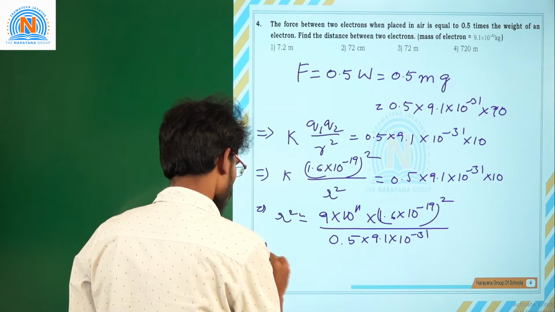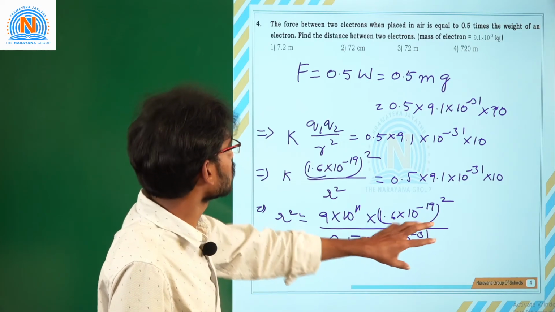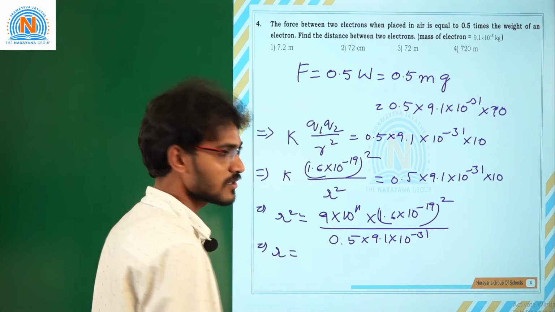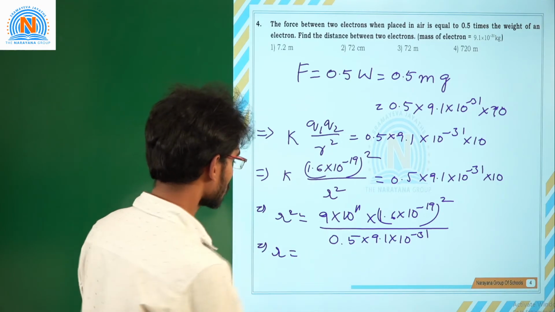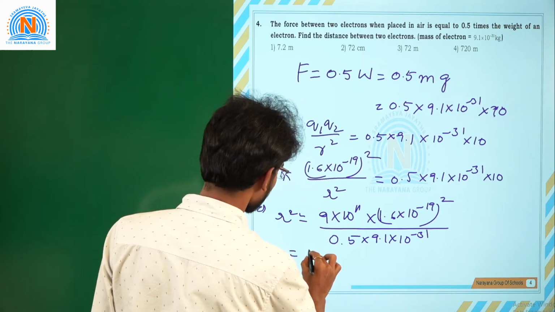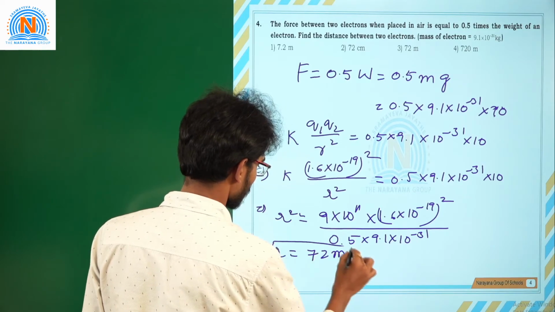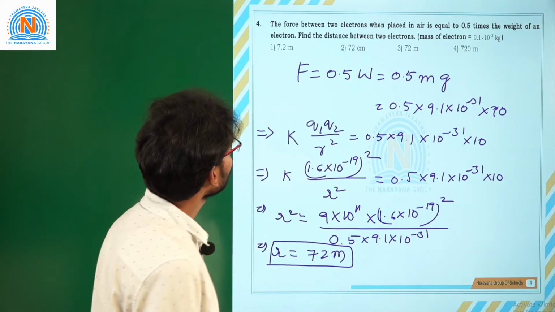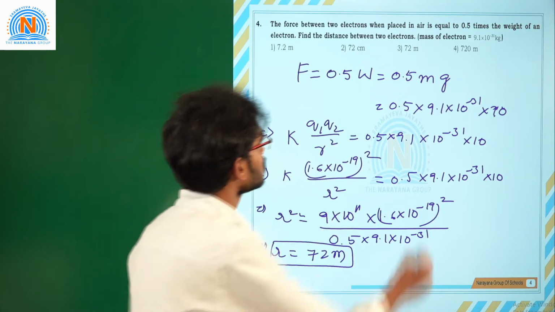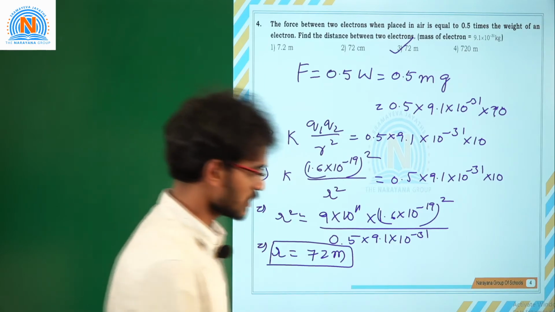So R is what we want to find. That means R is equal to the square root of this value. When substituting, all the units are in the SI system, so we will get the answer in SI units, approximately equal to 72 meters. The separation distance between the two electrons is 72 meters. The correct answer is 3. So let us move to the next question.